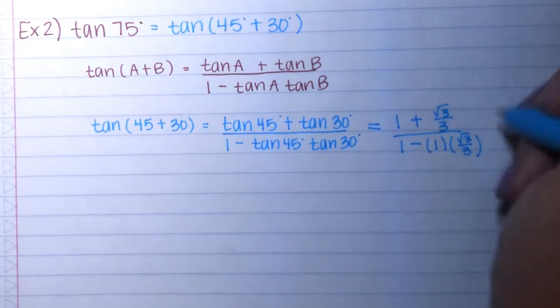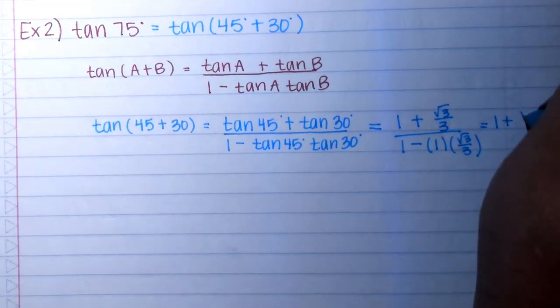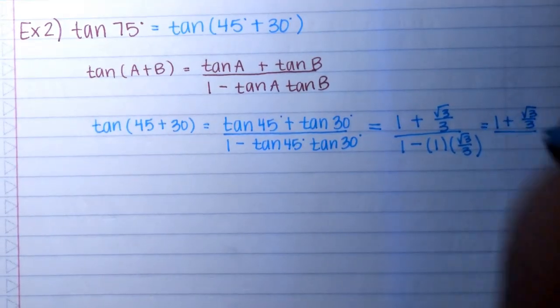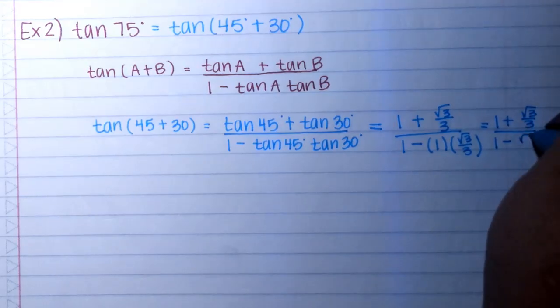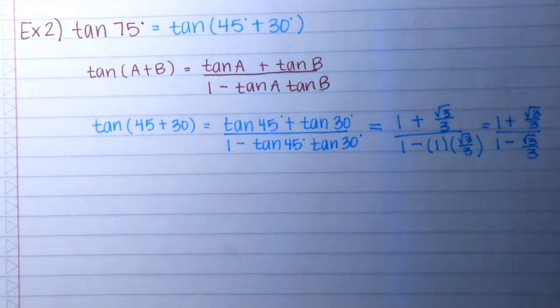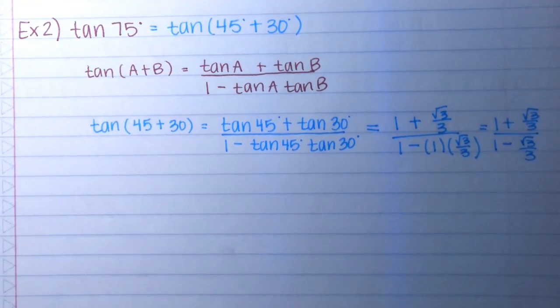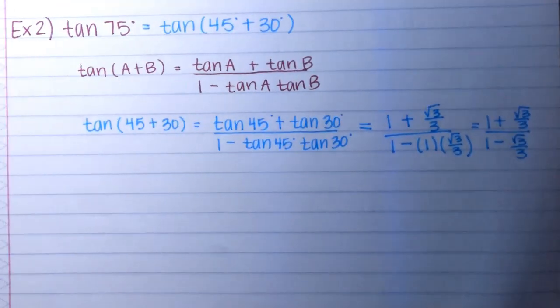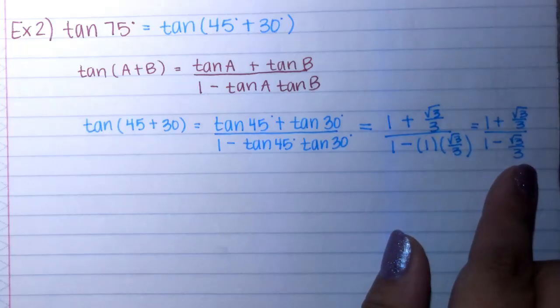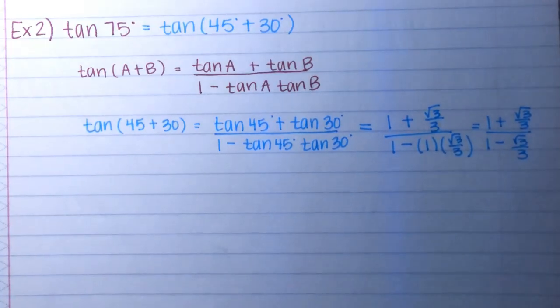And do y'all agree this is just going to give me 1 plus the square root of 3 over 3 divided by 1 minus the square root of 3 over 3? Can y'all see that? Okay.